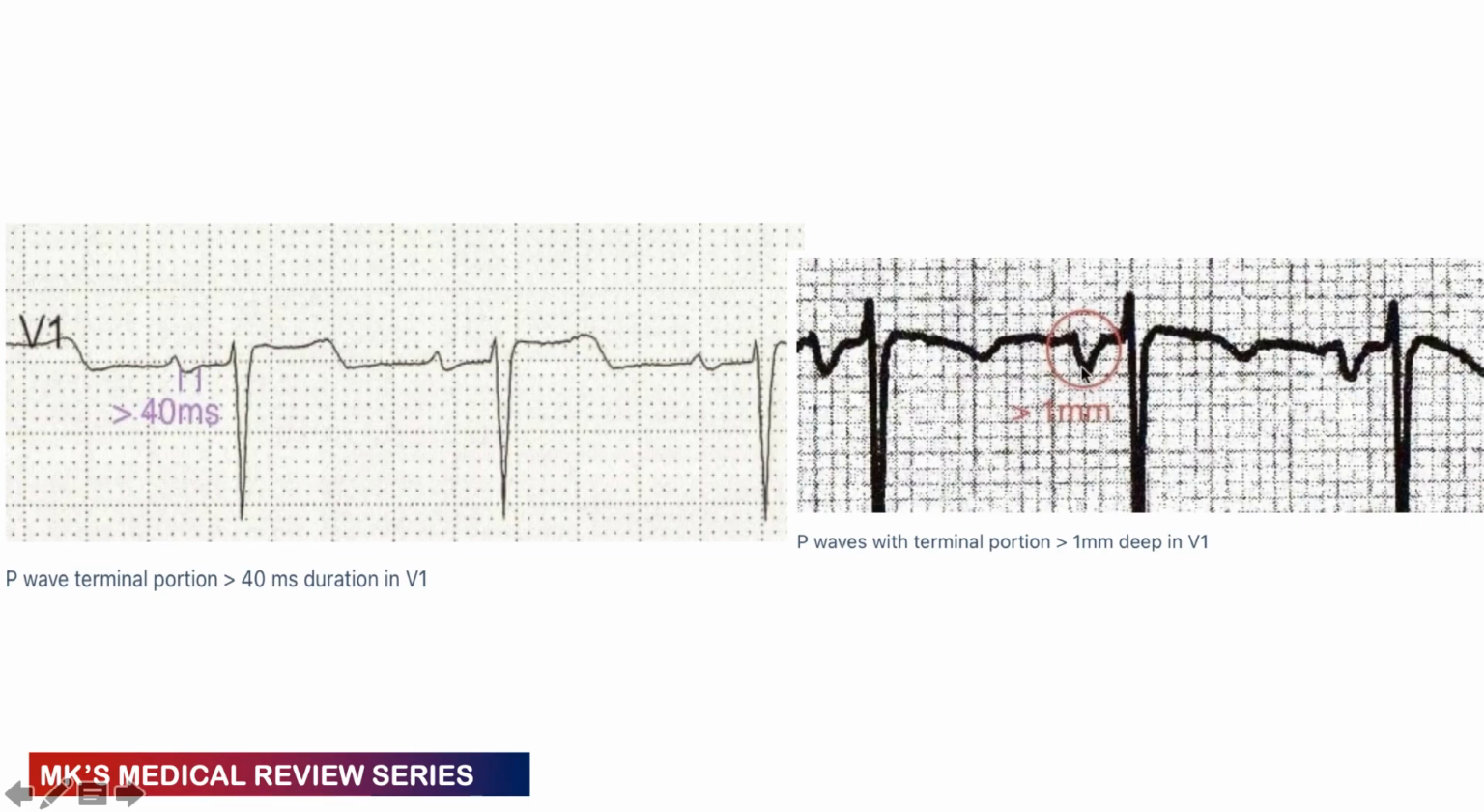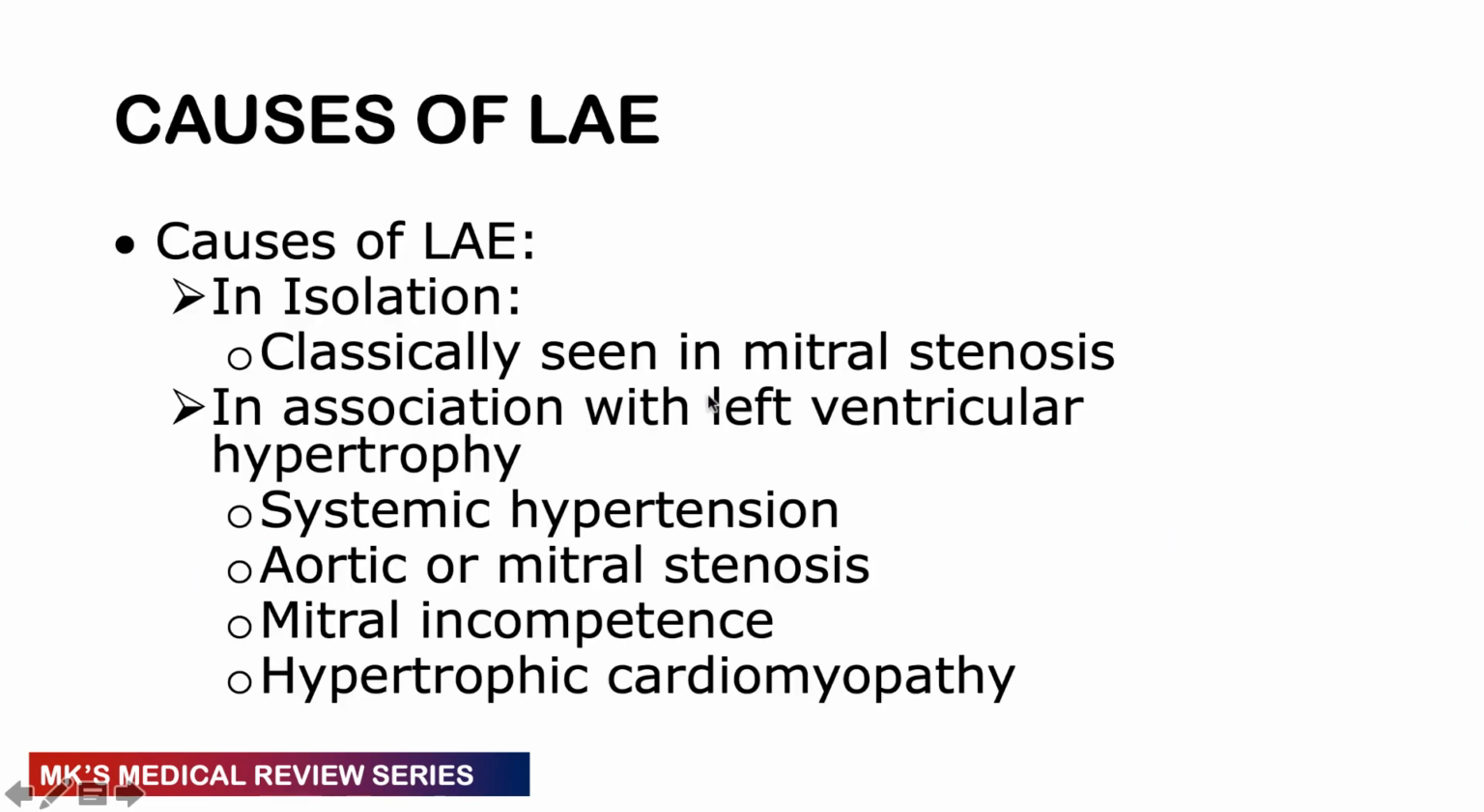Same thing here. Here we have an abnormally deep P wave. We have a small initial deflection and a very deep one that's greater than 1 millimeter deep, so greater than 1 small box deep. So this is indicative of left atrial enlargement.